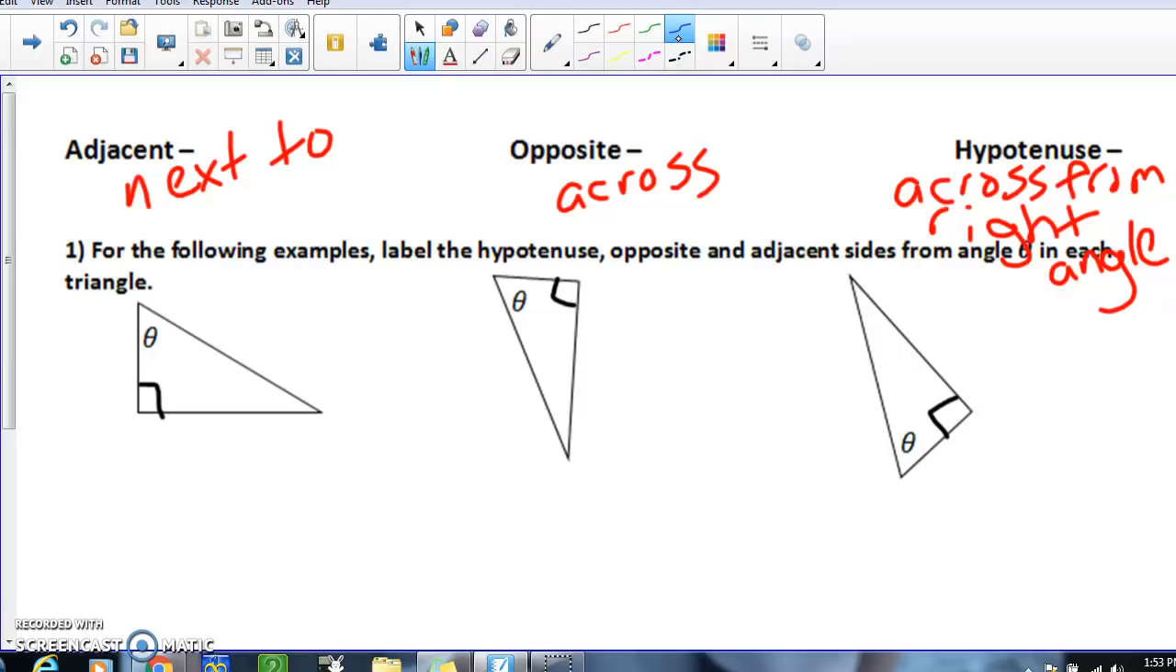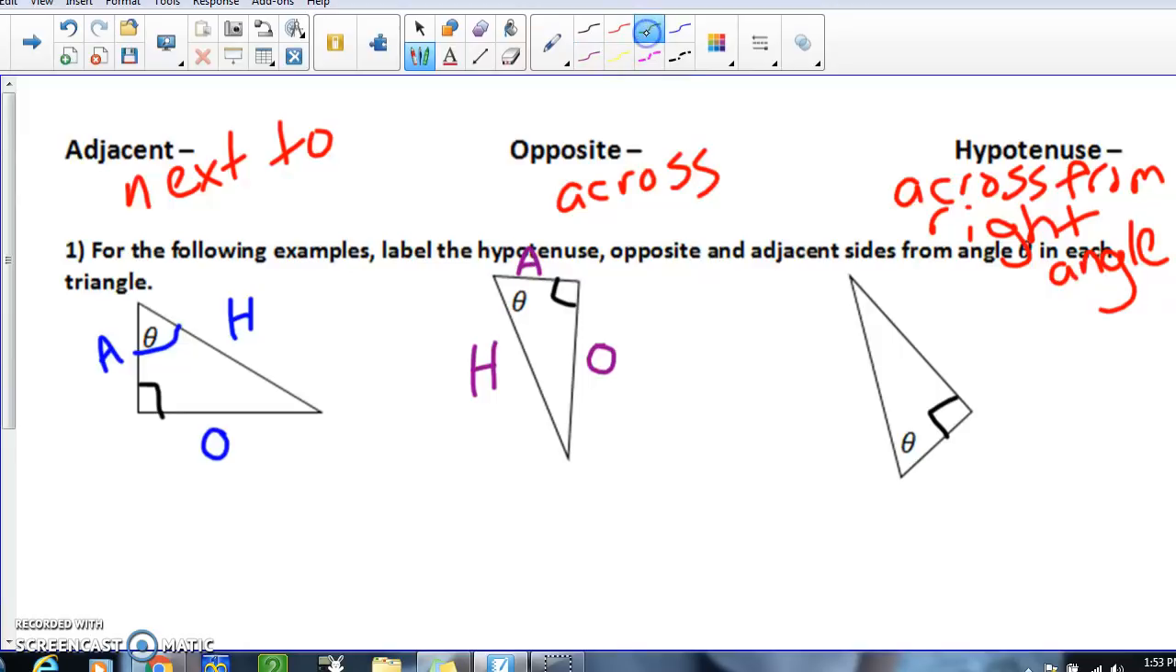So in the first one on the left, if I am looking at this angle right here, the side across from that angle is what we label as opposite, it's my O. The side across from 90 is my hypotenuse. And the other side, the side next to the angle, is what we call adjacent. Same thing in the middle. I usually start with the side across from the angle, that is my opposite. The side across from 90 is my hypotenuse. And the side that's next to the angle that isn't the hypotenuse is my adjacent side.